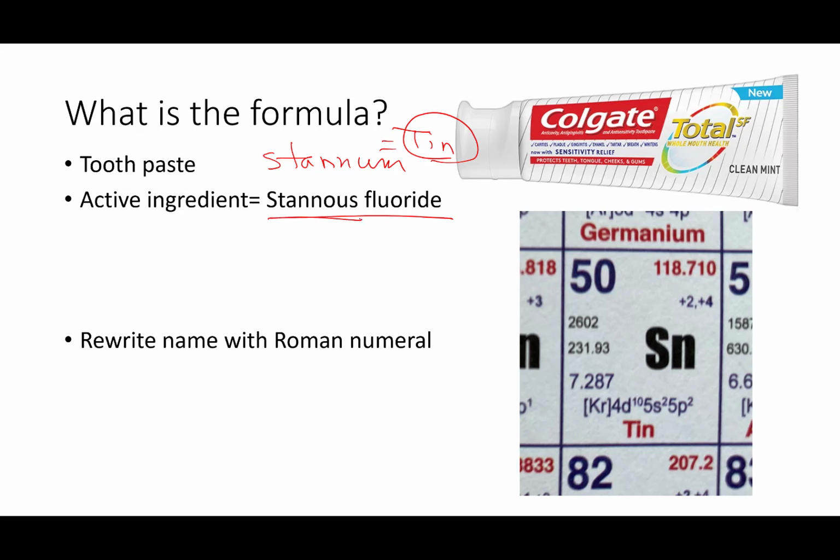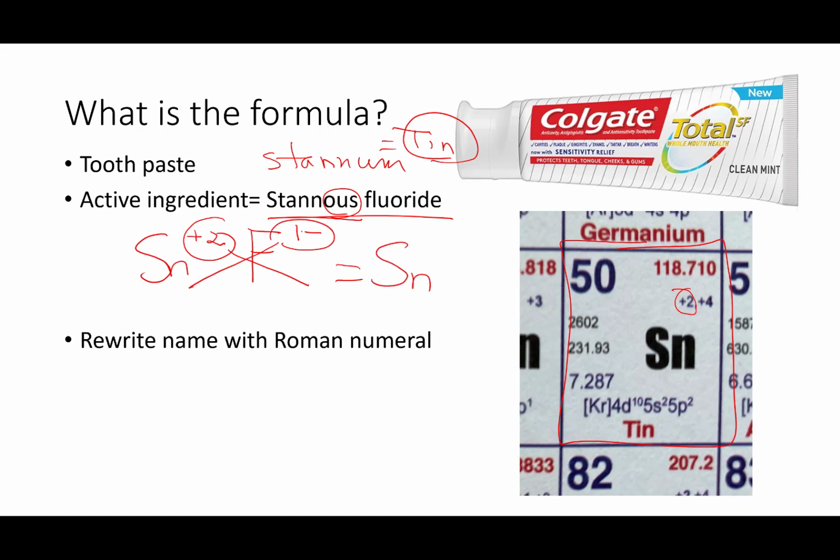Okay, stannous. Stannous ends in ous. Is that the big one or the little one? The ic one's the big one. So we'll take a look at tin. Here's our tin on the periodic table. The ic one's the big one. The ous one is the little one. So this is tin plus 2. So Sn plus 2. Fluoride from our periodic table is a group 17 element. That's going to be -1. So you can now figure out that the chemical formula is going to be SnF2. Do you feel smart? You should.